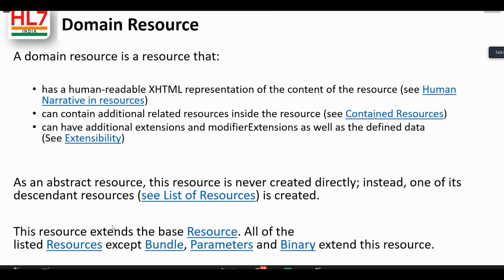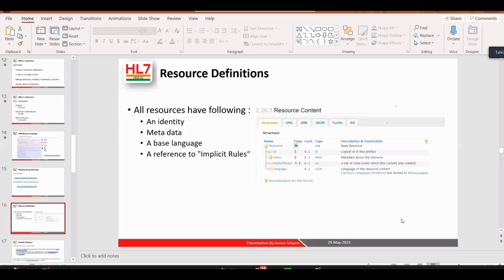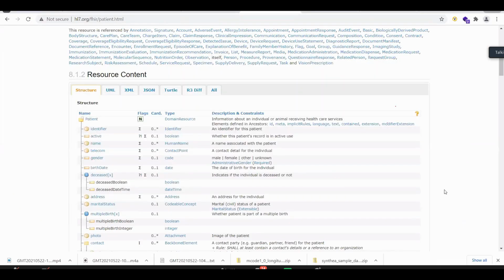Typically all the resources in FHIR, except for a few, inherit from domain resource, which in turn inherits from resource. The exceptions are bundle, parameters, and binary resources, which are direct descendants of resource. Now, if I go back to the resource here, this will explain it. You see here the patient domain resource, elements defined in the ancestor. You see this? These are the elements or attributes that are coming from the ancestors itself.